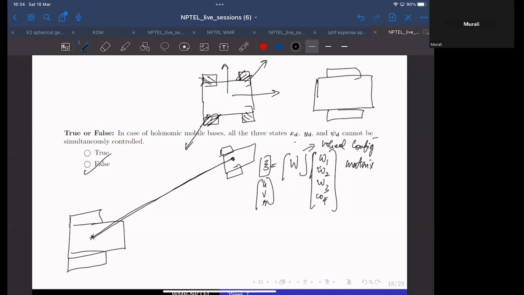So here, if we align the robot along this line of sight, it can move along this line of sight. And once it has reached the final position, it can orient about this point to the final orientation, whatever it may be. So in that regard, the correct option is false, because in the case of holonomic robots, all three states can be simultaneously controlled.